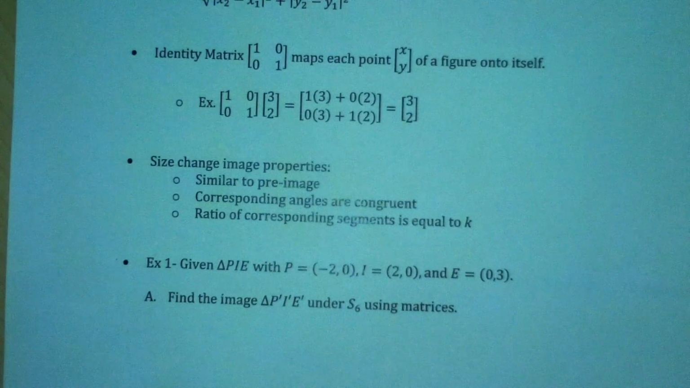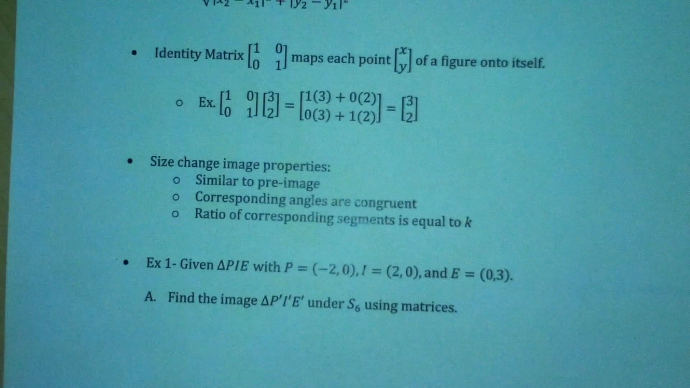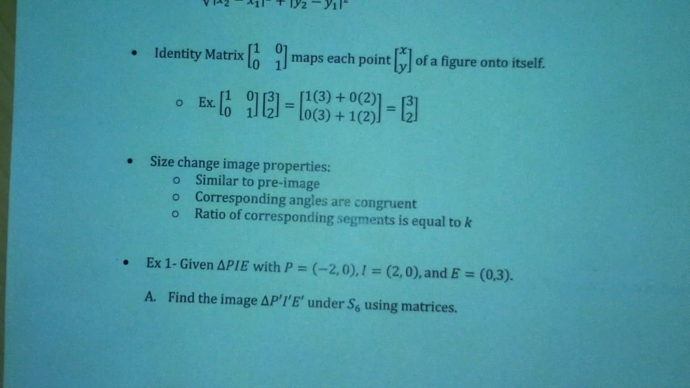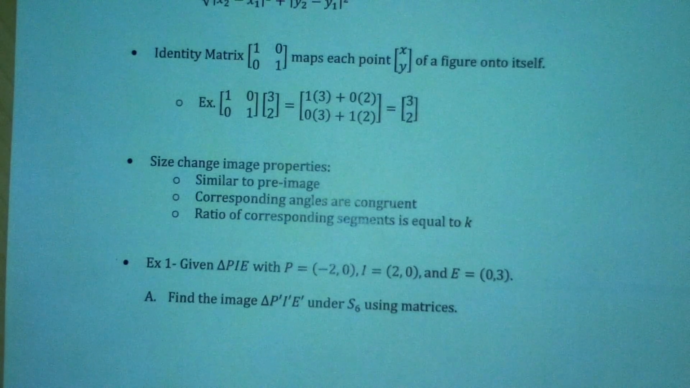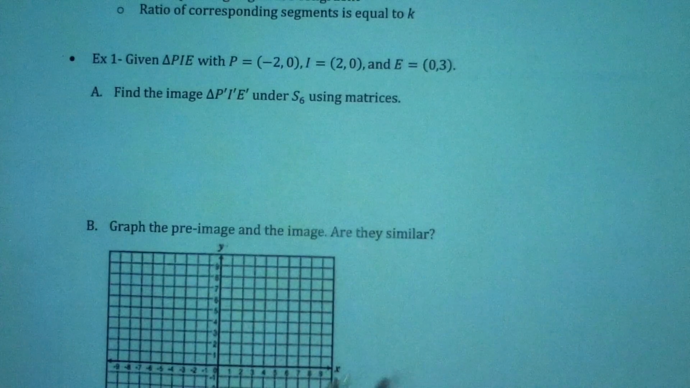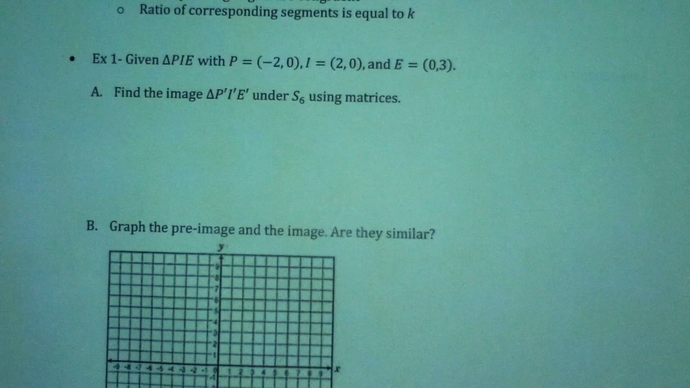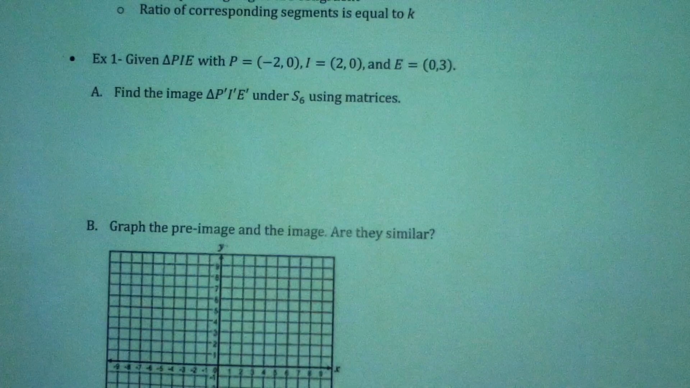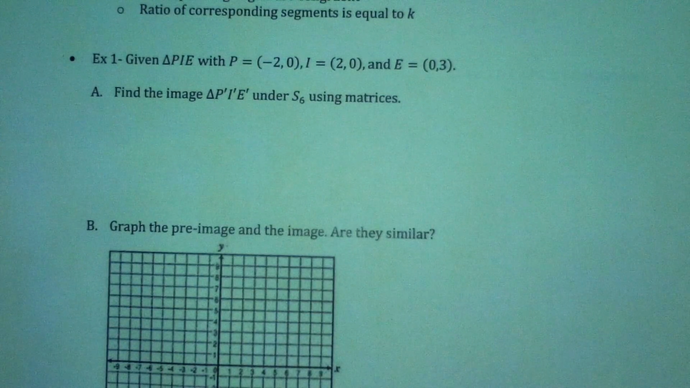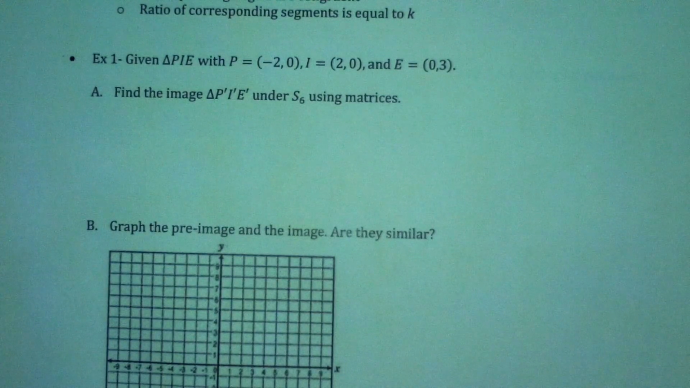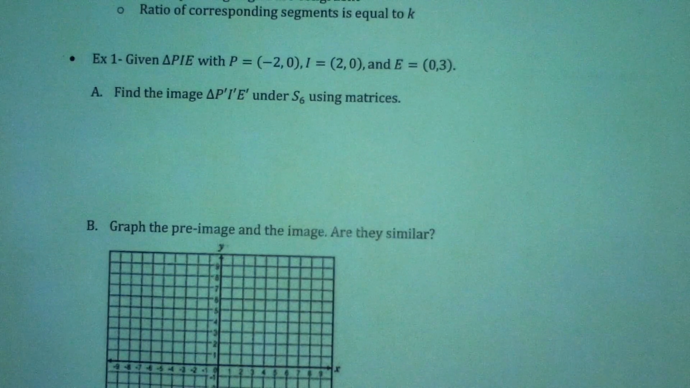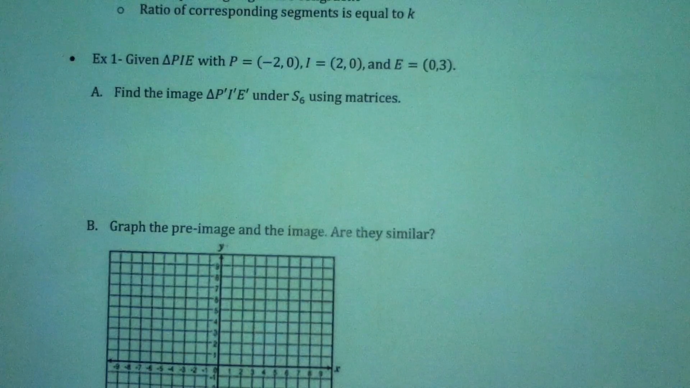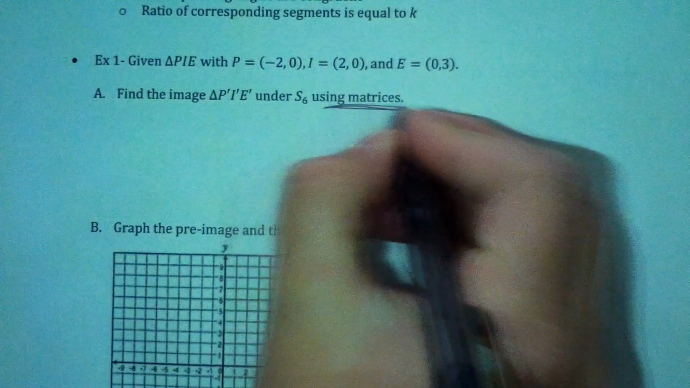So the first one here, it says, given PIE as a triangle with P at negative 2, 0, I at 2, 0, and E at 0, 3, find the image, the prime version of that, under size change 6 using matrices. Because it says specifically using matrices there, we're going to set it up with our size change matrix. If it was just a size change in general, and it didn't say that, I don't care if you use the size change matrix or not. But because it wants us specifically to use them, we'll use that size change matrix.